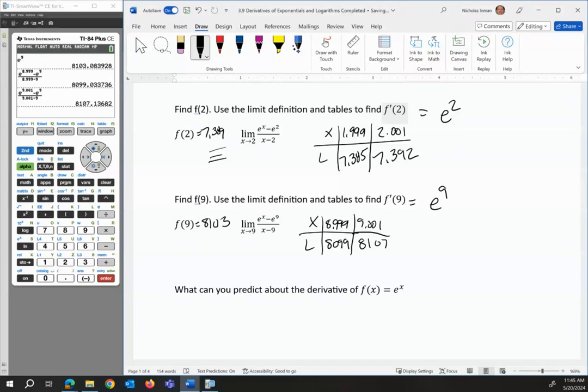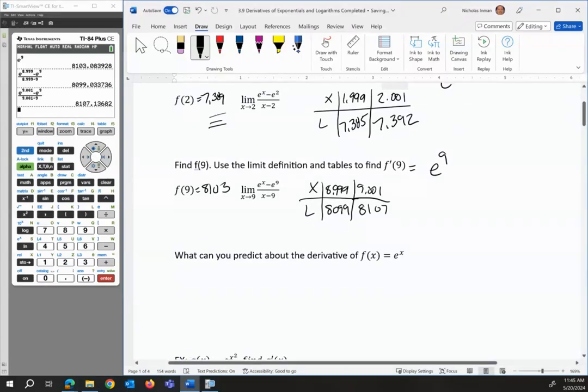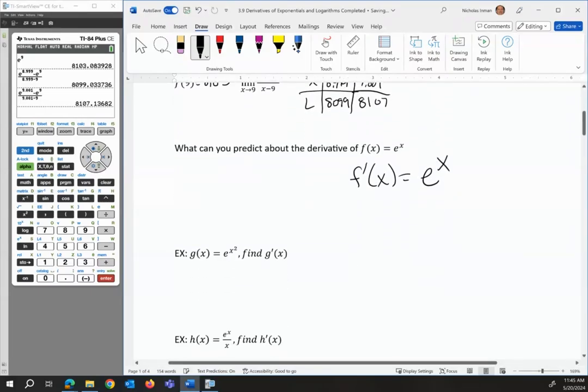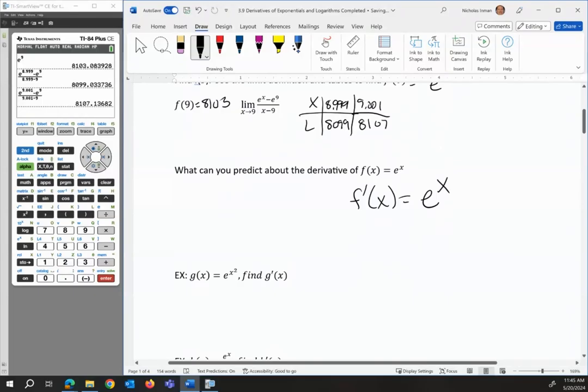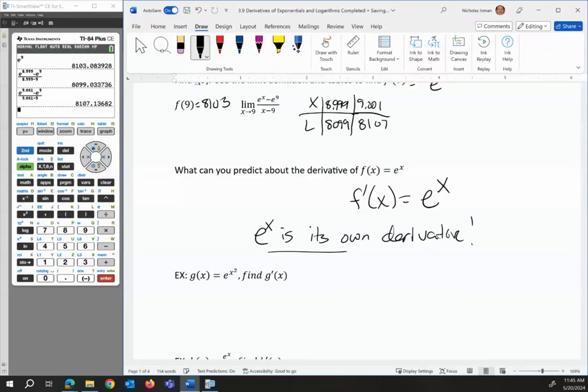So just a quick look at this. The derivative of e to the x at 2 is e to the second. The derivative of e to the x at 9 is e to the 9th. What do you imagine the derivative of e to the x is for any x? Well, it is in fact itself. E to the x is its own derivative. So the derivative of e to the x is e to the x.